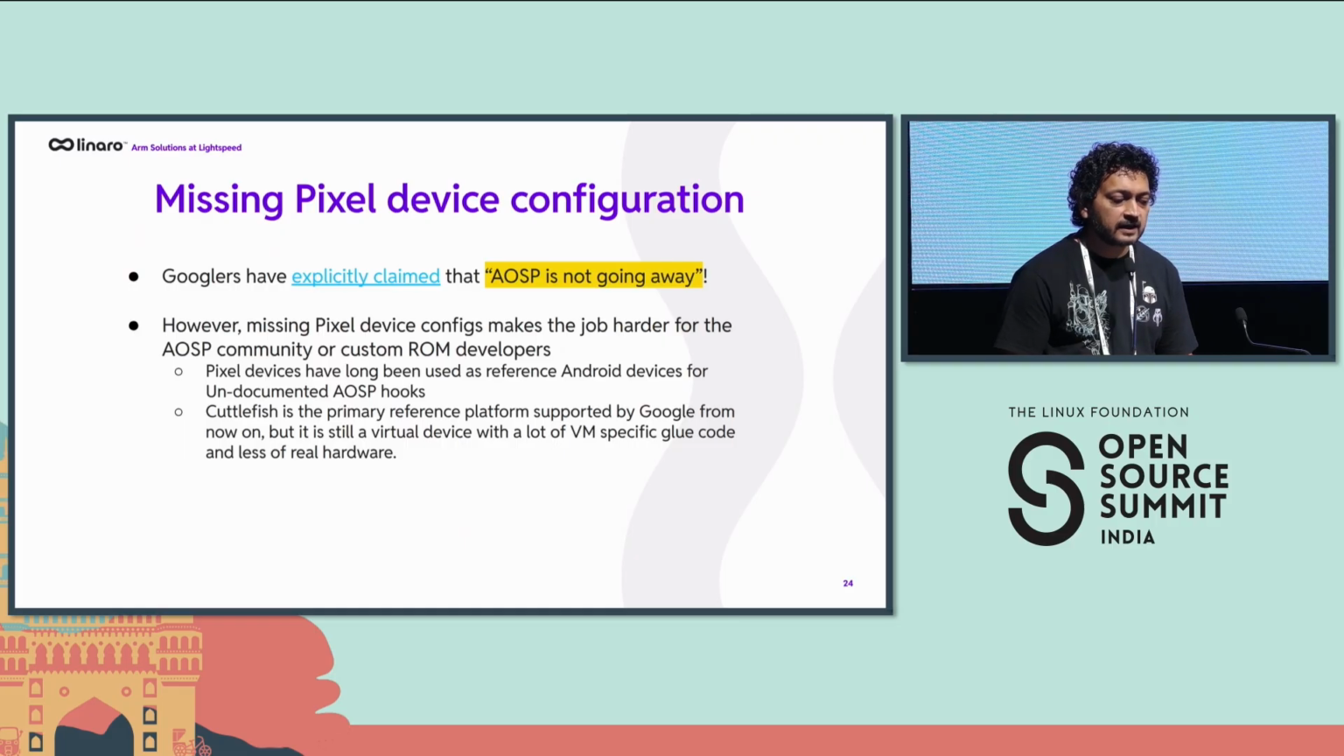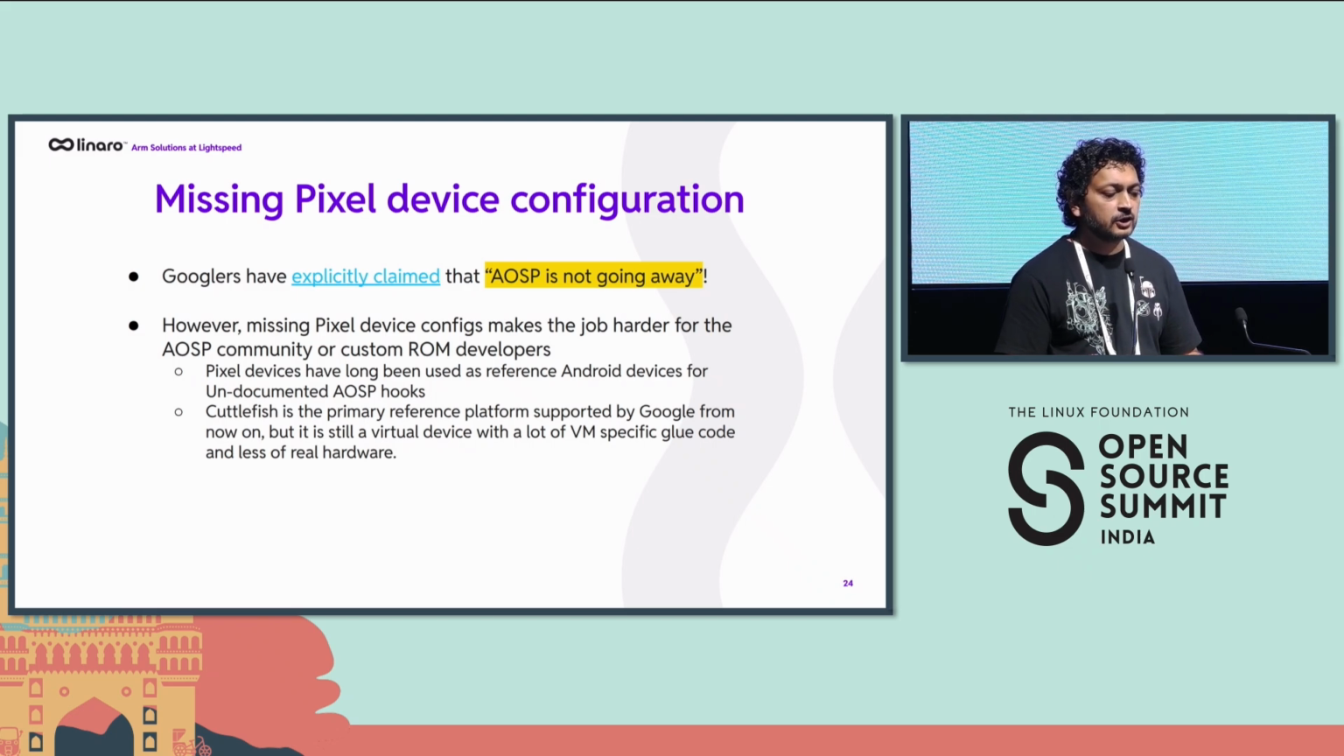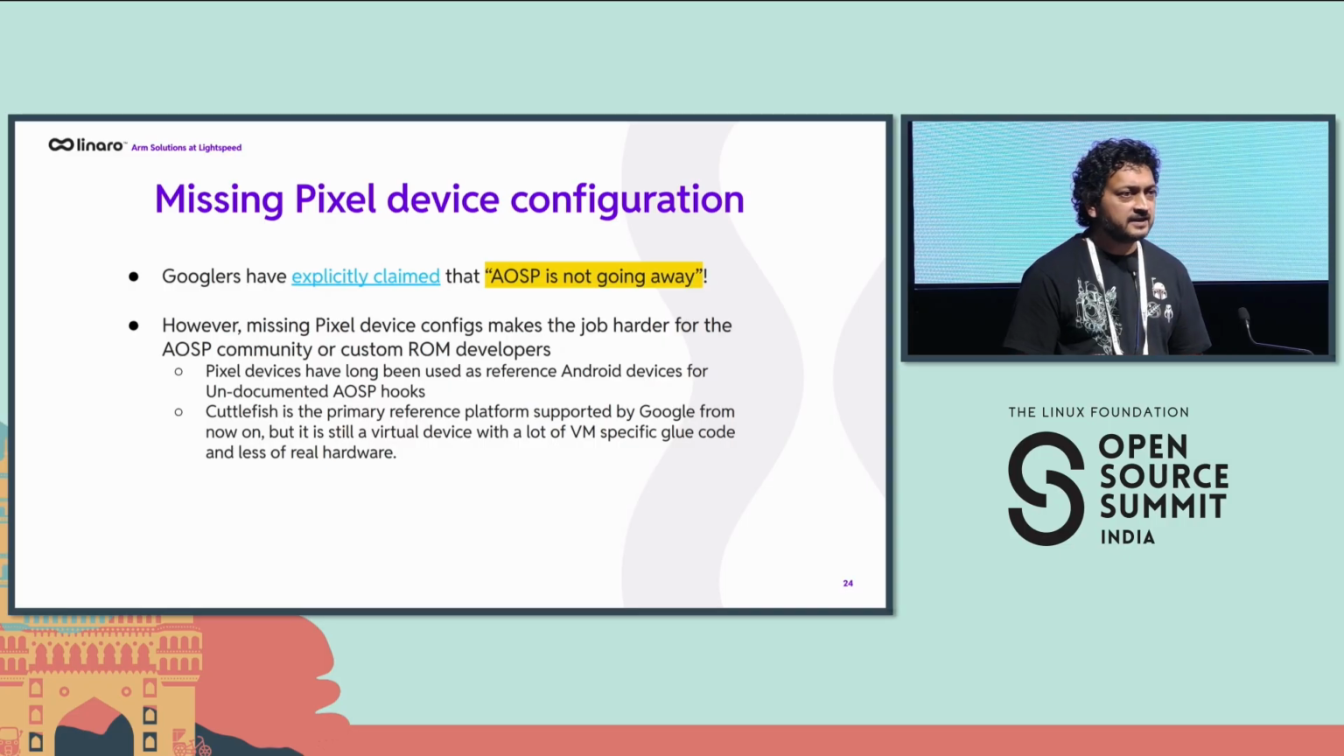Googlers have explicitly claimed and reassured that despite the missing pixel device support, the open source or the QPR nature of the aosp releases still remain the same. And the developers still have the option to build cuttlefish and GSI targets from the sources for their experimentation.